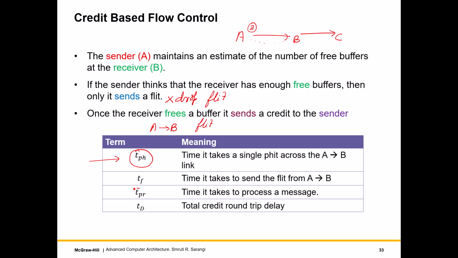And the moment a phit or a flit comes, so basically the moment a message comes, regardless of the size of the message, it is processed. We assume it takes T_PR, and we also assume that all messages take the same time to process. Only after that is a node aware of what the contents of the message were. And then we will define T_D as the credit round trip delay. This we will not define now. This specific term will be defined in the subsequent slides.